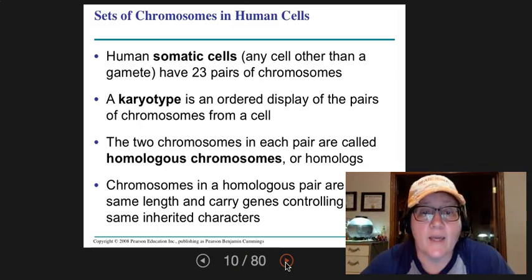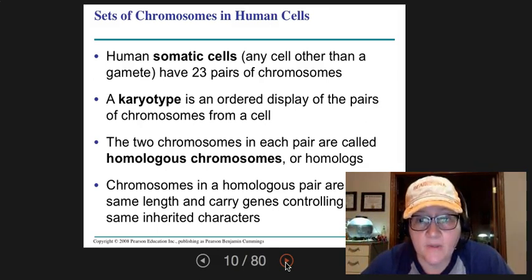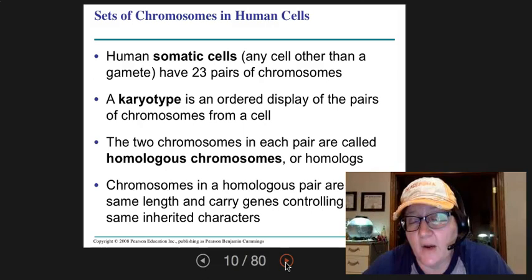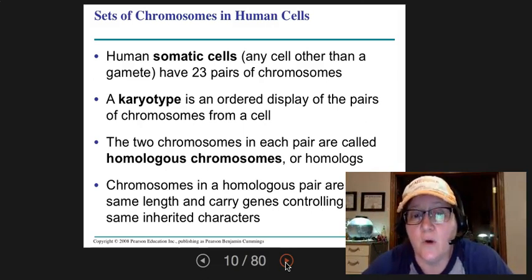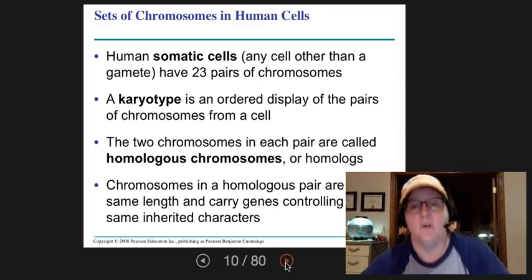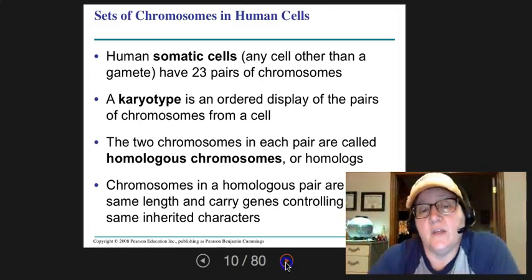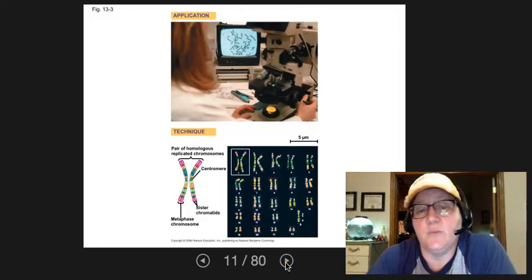Okay, a karyotype is a map. It's an ordered display of the pairs of chromosomes in a cell. We're going to look at one in the next slide. 2 chromosomes in each pair, one from mom, one from dad, those are called homologs or homologous chromosomes. Okay, so those guys that are homologs are going to be the same size, the same length, they're going to have the same coding in the same loci.